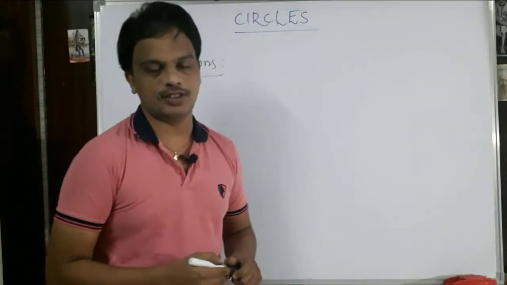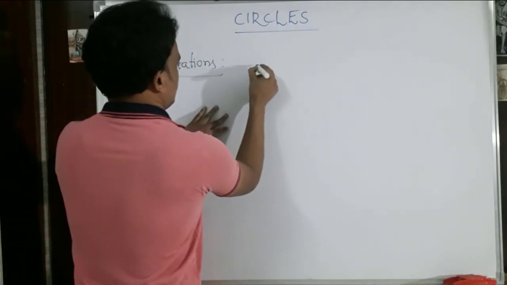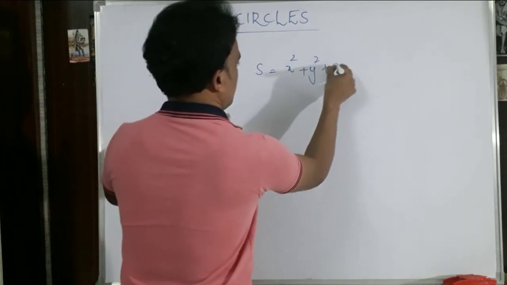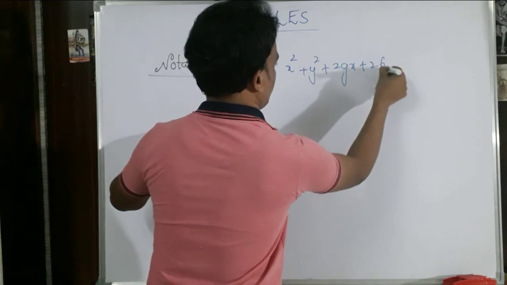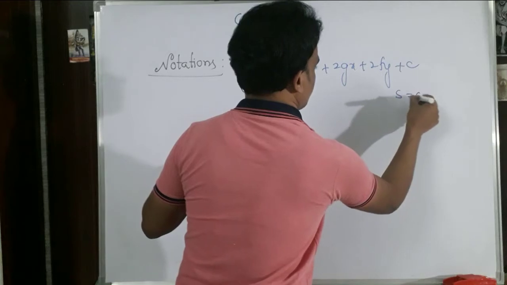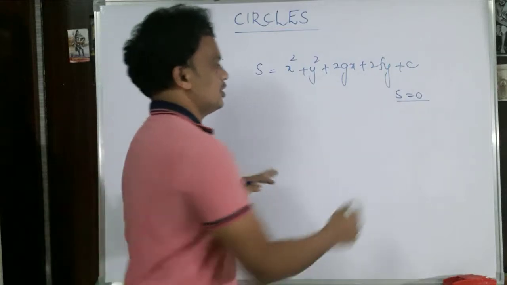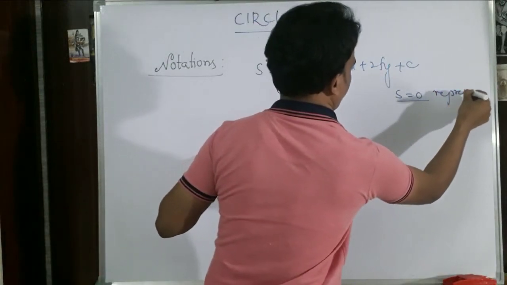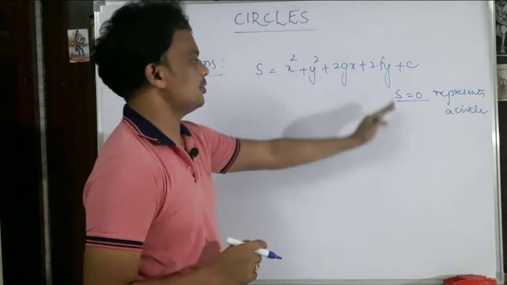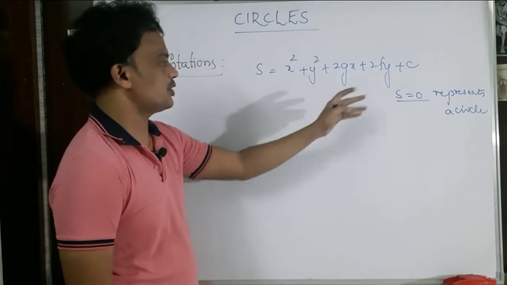From here onwards, throughout the chapter, we are going to use some notations. What are the notations? Let S equal x square plus y square plus 2gx plus 2fy plus c. So S equals 0 means x square plus y square plus 2gx plus 2fy plus c equals 0 represents a circle. Without writing the total thing, we can simply write S equals 0. S means our general form of a circle, x square plus y square plus 2gx plus 2fy plus c.